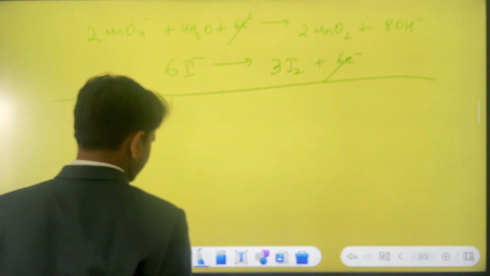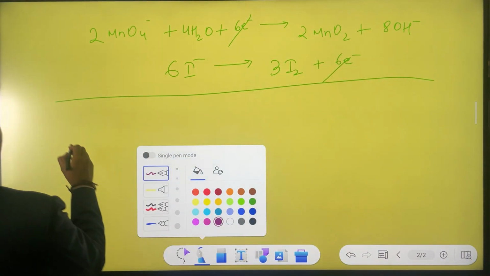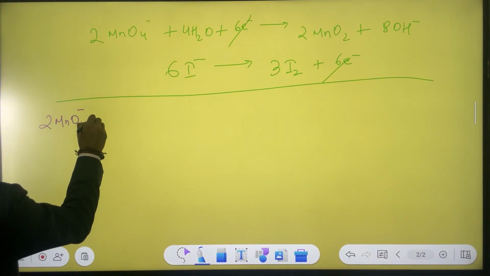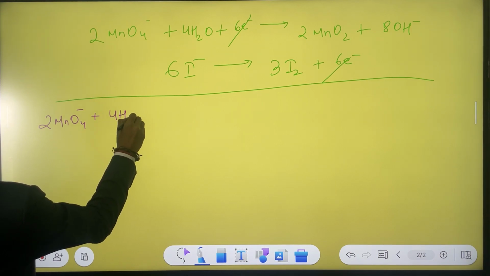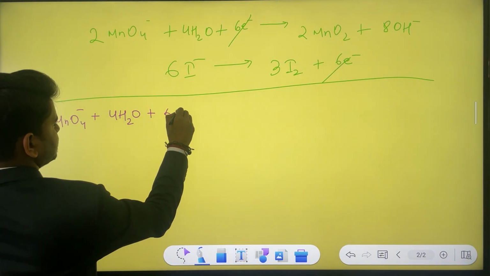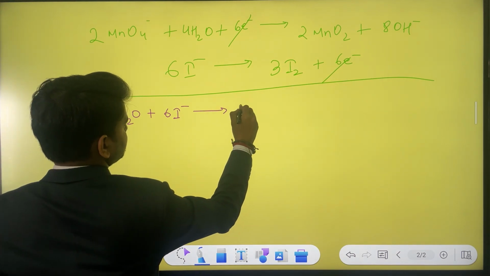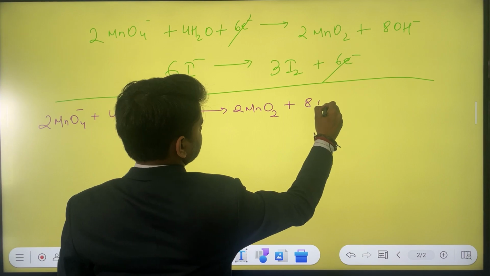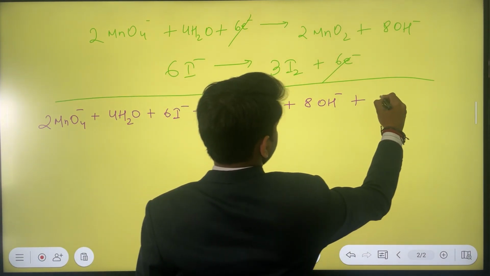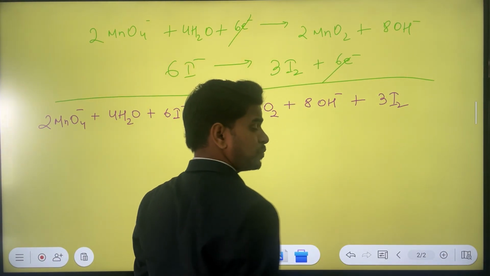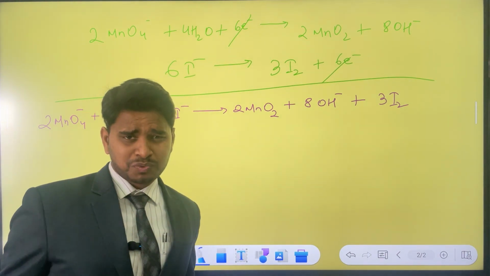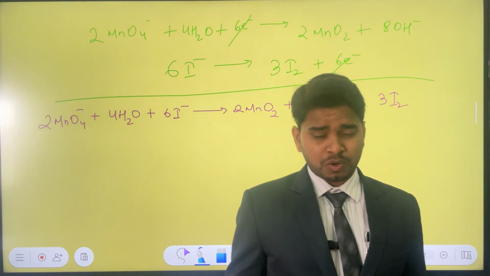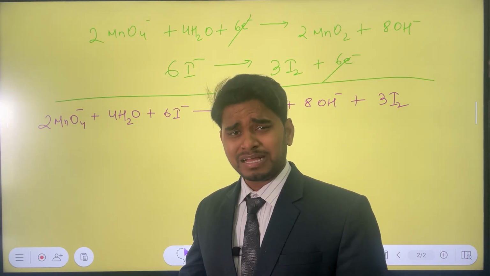So we will end up having the final equation, and the balanced equation is 2MnO4 minus plus 4H2O plus 6I minus giving you 2MnO2 plus 8OH minus plus 3I2. That's it, guys. We are done with the equation. Okay. If you want, you can match it as well. If you have done it and you feel there is a problem, or you are not confident about your answer, match it.